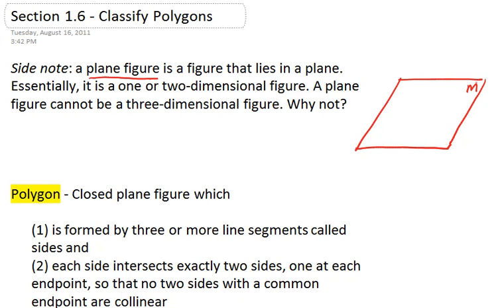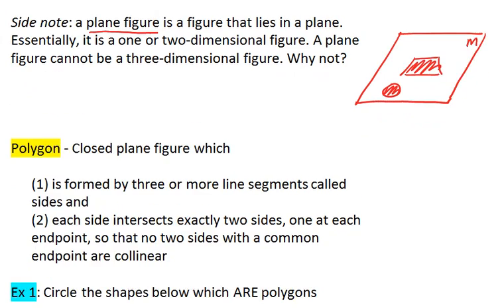Well, anything you can draw on your paper, so anything that we can put into plane M, such as this quadrilateral or this circle, is a plane figure. So essentially a plane figure is a one- or two-dimensional figure. A plane figure cannot be three-dimensional. And I want you to think why not. We'll talk about that a little bit in class.